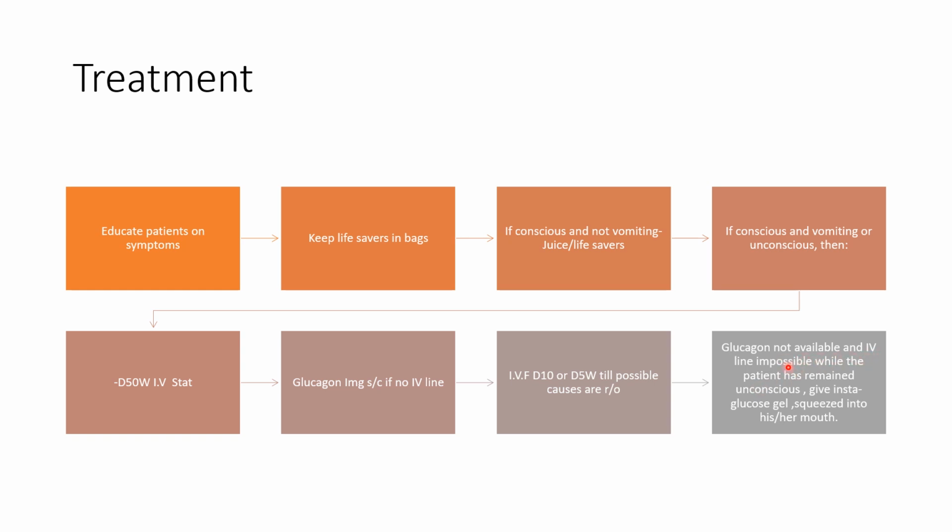If glucagon is not available and an IV line is impossible, while the patient has remained unconscious, you can give instant glucose gel. So you squeeze that into his or her mouth. All you are after is to save that life. You know why? If he or she is hypoglycemic for a long time, that is killing faster than hyperglycemia. Both can kill, but hypoglycemia will kill faster than hyperglycemia. That's why, when I was given the signs and symptoms of neuroglycopenic symptoms, death has been written clearly there.